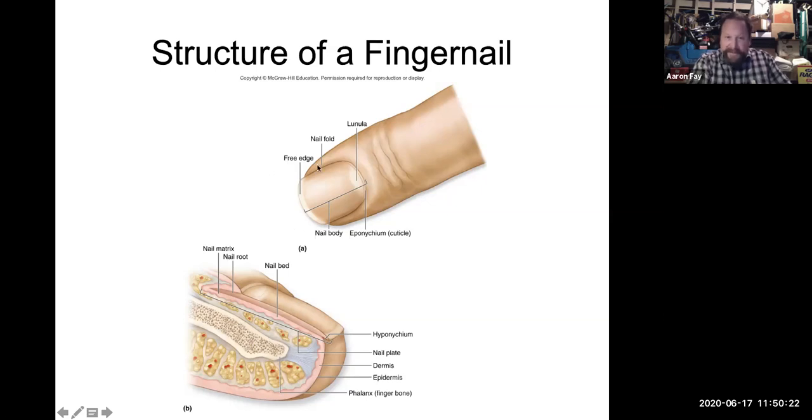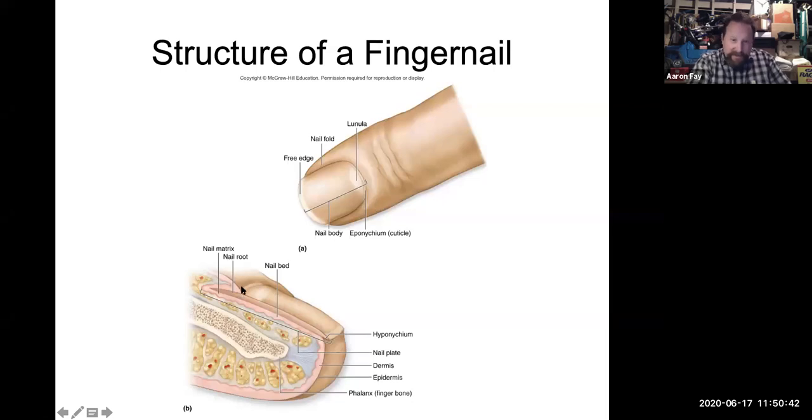Other structures that we can see here: your cuticle, right? We can't simply call it cuticle because this is anatomy. We have to have a fancy word for it. And the fancy word for your cuticle is your eponychium. So this is your eponychium, right? This is what your cuticle is.